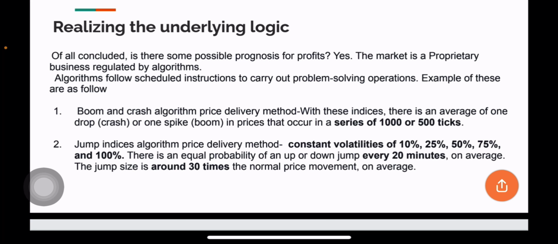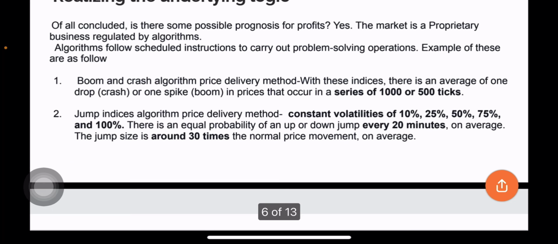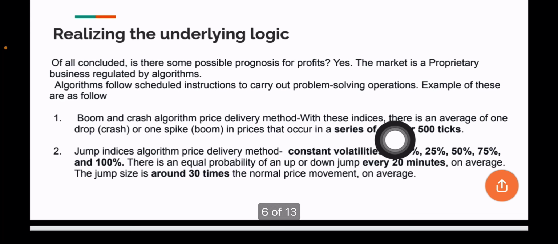You know your boom and crash series. For example, the boom and crash, they do very volatile movements. For the boom, we call it the spike, and for the crash, we call it the drop. So the spike or drop comes on average every 1000 ticks or 500 ticks, depending on which of these indices you are trading, be it Boom 1000 or Crash 1000, or Boom 500 or Crash 500. So the programming is going to execute this set rule of dropping or spiking these indices.